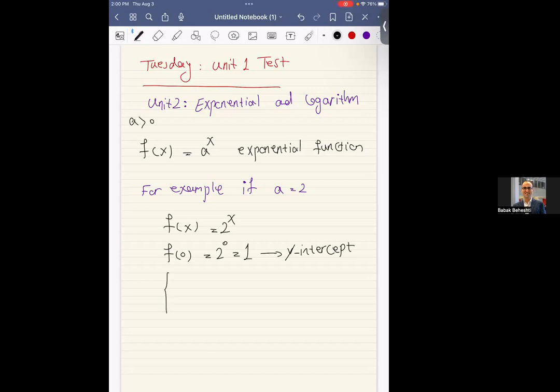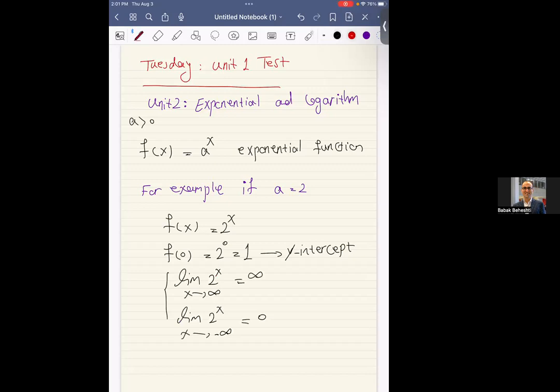Also, what is the behavior of this function as x goes to plus infinity or negative infinity? The limit of 2 to the power x as x goes to positive infinity is obviously infinity, because 2 to the power of some big number is again another big number. And the limit of 2 to the power x when x goes to negative infinity is 0. Do you know why this is the case?